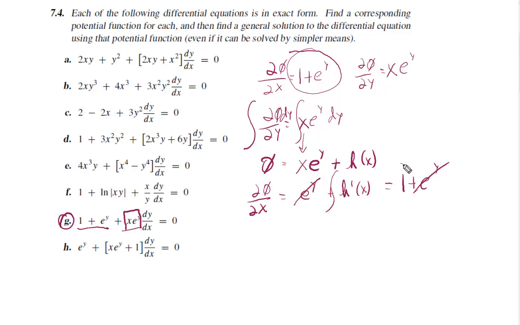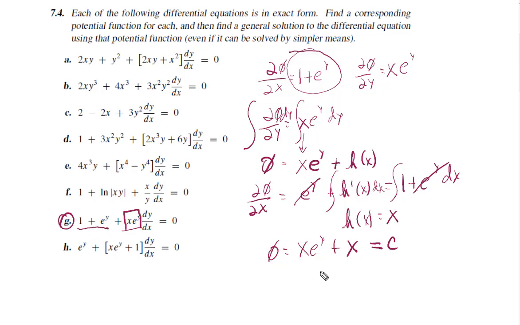We can integrate both sides of that and get h, the integral of 1. We're integrating with respect to x, by the way. The integral of 1 would just be x. We don't need to write the c on that. And so our potential function then is x e to the y plus x. So our solution would be x e to the y plus x equals some constant.